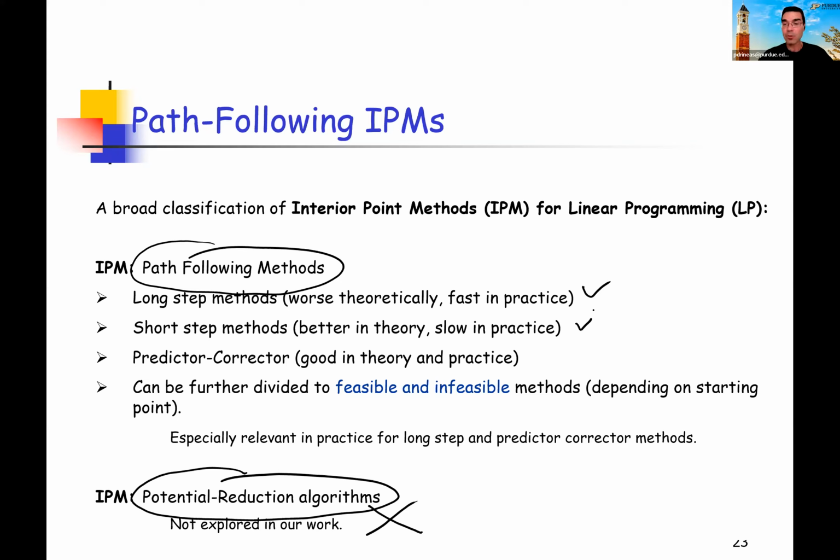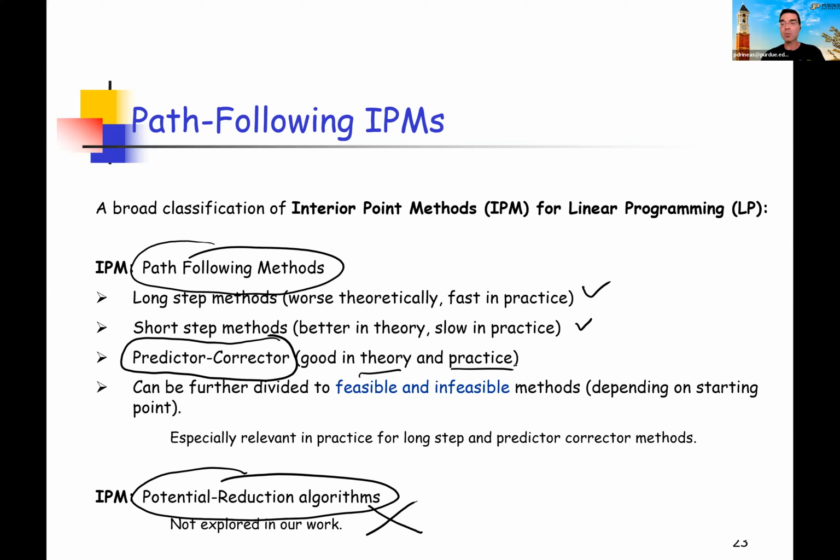You have the short step methods. They take short steps. They don't deviate much from the central path. I'll have a picture in a minute. Better in theory, slow in practice, and then you have predictor corrector, which really is what you want to do, and pretty much state-of-the-art implementations, to the best of my understanding, I'm not an expert on that, follow some variant of predictor corrector algorithms. They're good in theory, they're good in practice.